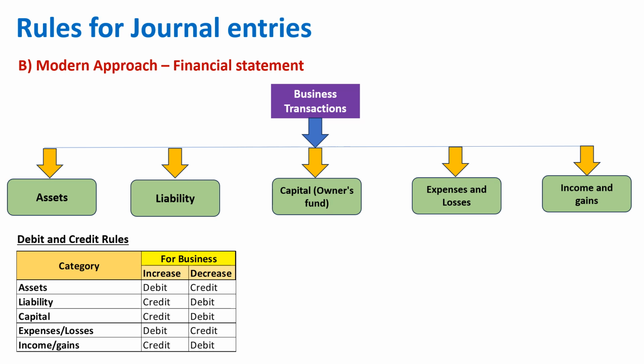All expenses and losses are debit. Any reduction in expenses and losses is credit. All income and gains are credit.